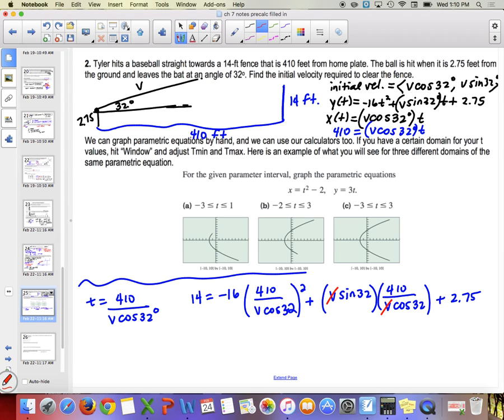Wait, where did you get all those bottom equations? I solved for t using this equation, right? T was equal to 410 divided by v times cosine of 32. And then I plugged it in. All those equations on the top right, you use them to find the bottom one, right? Yeah, so I plugged into here. So I replaced all my t's with that. You could have also solved for v and replaced your v with that, and then solved for t, but it's going to be a little bit harder, I think.